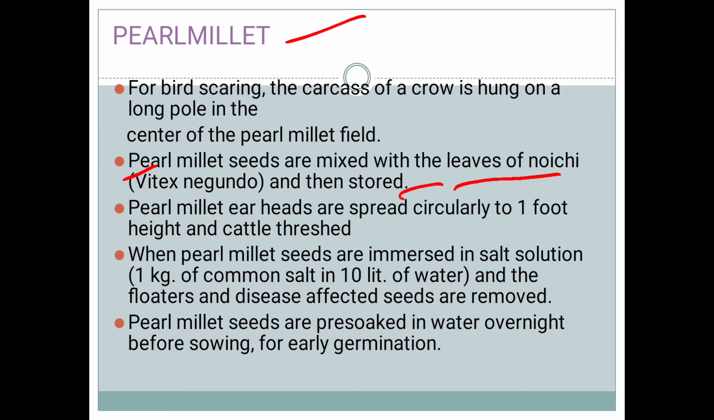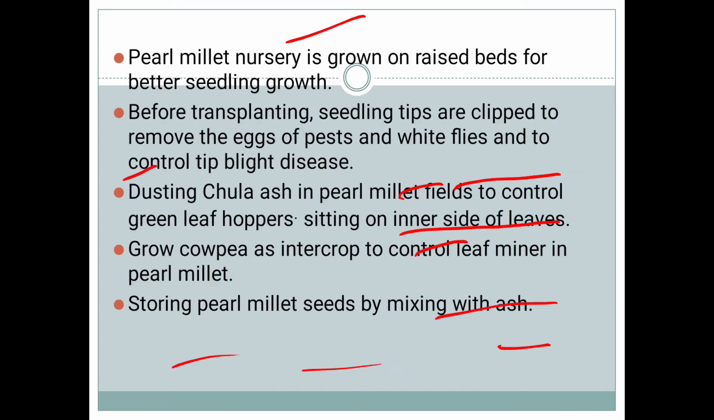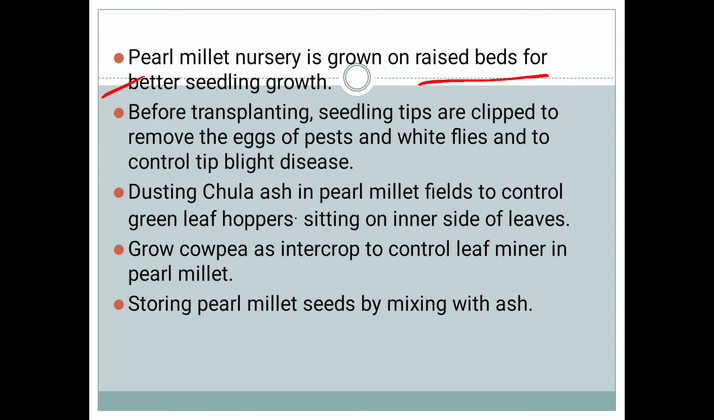Pearl millet ear heads are spread circularly to 1 foot height and threshed by cattle. Pearl millet seeds are immersed in a salt solution and the floaters and disease-affected seeds are removed. Pearl millet seeds are pre-soaked in water overnight before sowing for early germination. Pearl millet nursery is grown on a raised bed for better seedling growth.